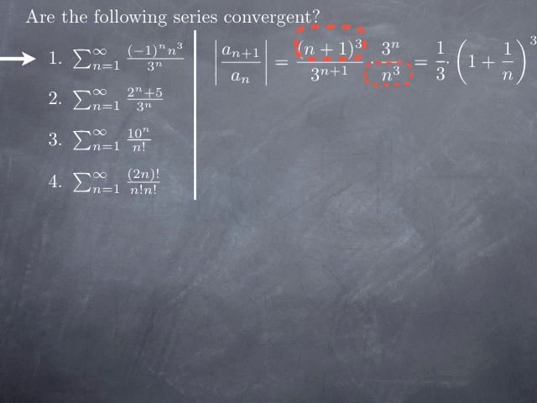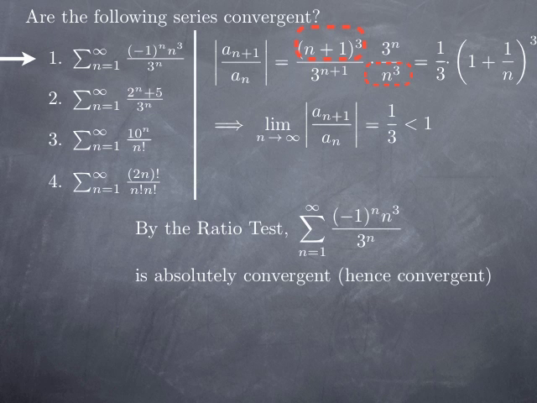And now what we're interested in is the limit of this absolute value of the ratio. When n goes to infinity, what's in the parentheses goes to 1, and when we cube it, it goes to 1. So the limit of our ratio is 1/3, which is less than 1. And therefore, by the ratio test, we can conclude that this series is absolutely convergent, and therefore, in particular, convergent.